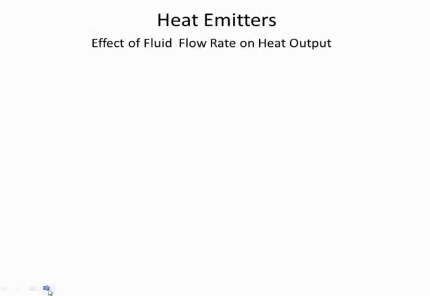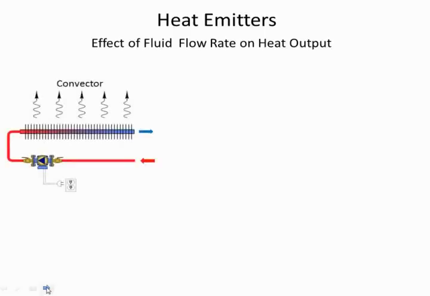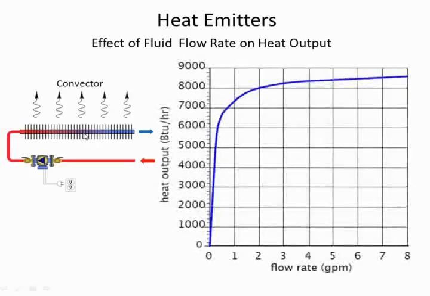Now, when we balance, we need to know the effect of flow rate on heat output in a heat emitter. And it's not a linear relationship, it's a non-linear relationship. So if we take, for a starting point, a convector, call it a baseboard, and we simply took a variable speed pump and sent high temperature water through that convector and measured the amount of heat output as we change the flow rate on that convector, we get a relationship that looks something like this.